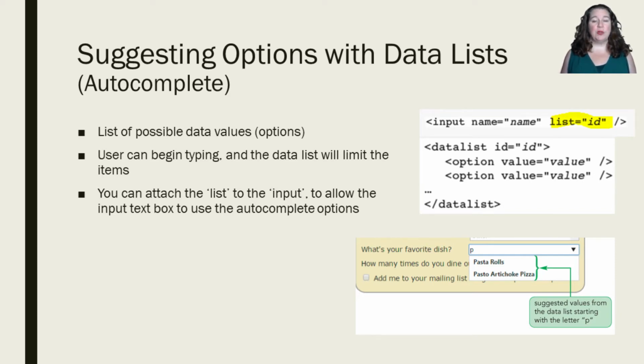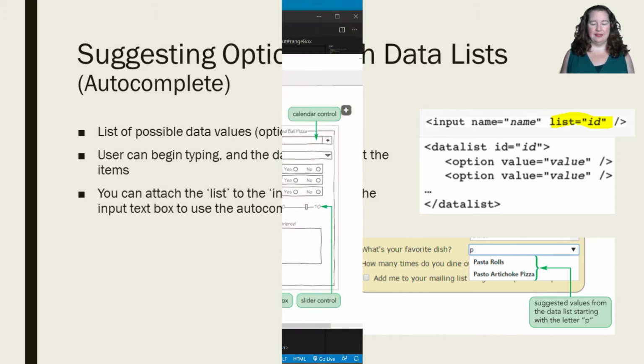Then we have to make sure that we attach the list to the input itself. So we can have an input that's just a regular text box that's a type of text, but it uses a list, and that list will automatically populate with auto-completing as we go through. So let's go see how we can use auto-completing with a data list.